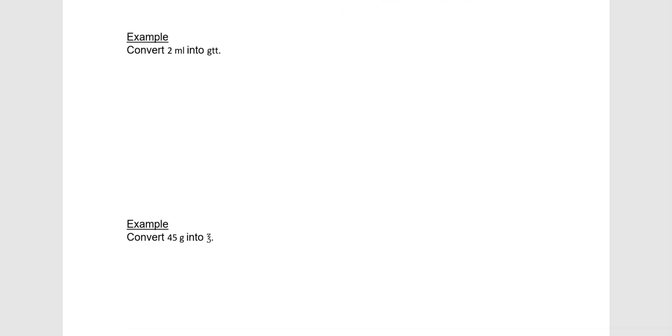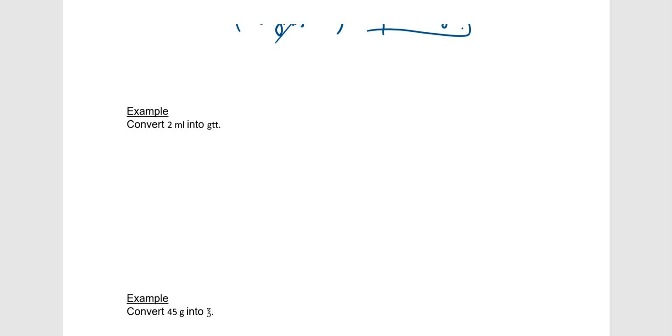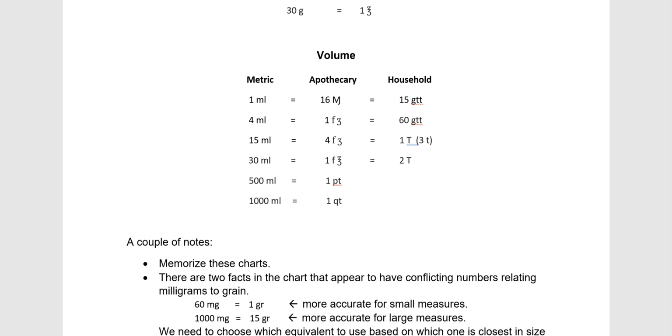Next one, we have 2 milliliters into drops. So taking a look up at the chart, we have milliliters and drops right here. So milliliters in metric, drops in household. The one that we should be using for 2 milliliters is closer to this first one. So we're going to use this one. So it's 1 milliliter equals 15 drops.